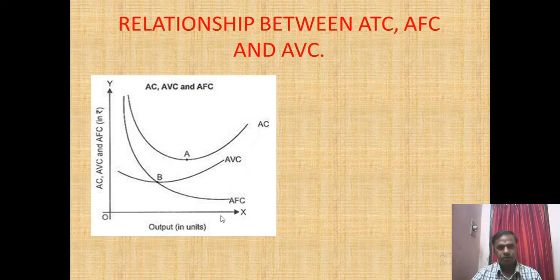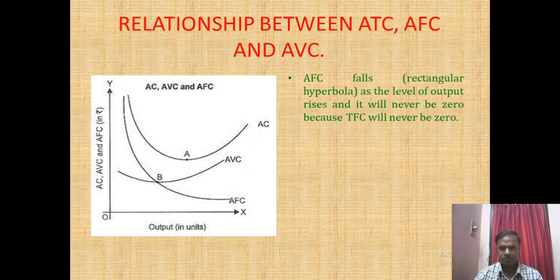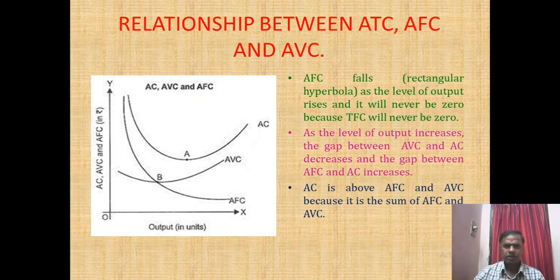When the level of output increases, the difference between AC and the AVC decreases, and when the level of output increases, the difference between AC and the AFC increases. Right? And another important point here is that the minimum point of AC is A and the minimum point of AVC is B.